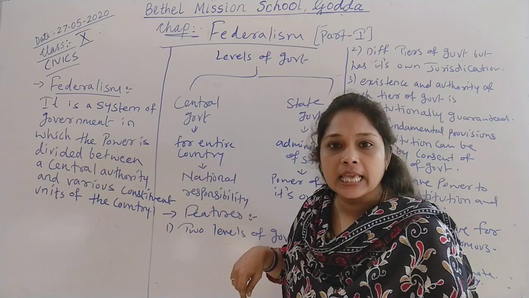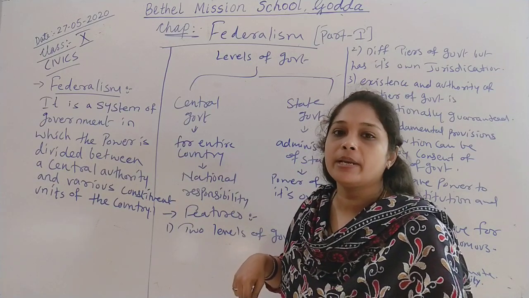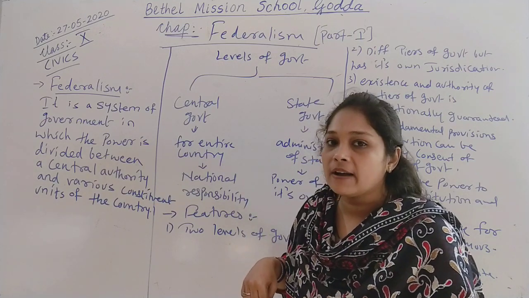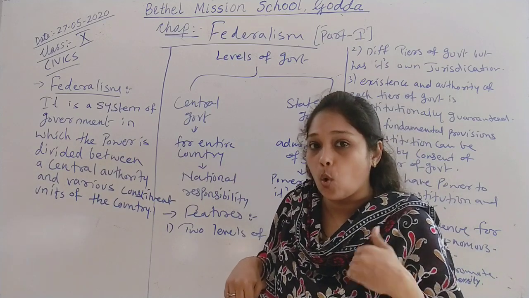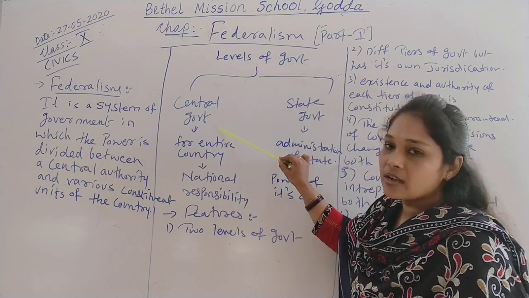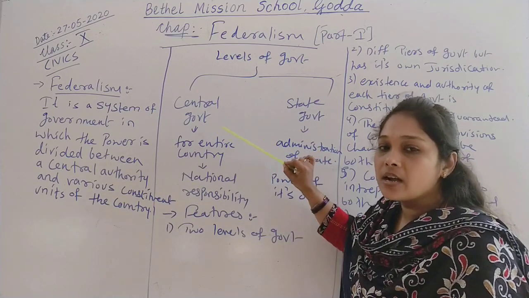In many cases, there are three levels of government also: central government, state government, and local government. We also have local government, but local government does not have its own power. Local government is under the control of central government, you can say. Local government in India is under the central government.